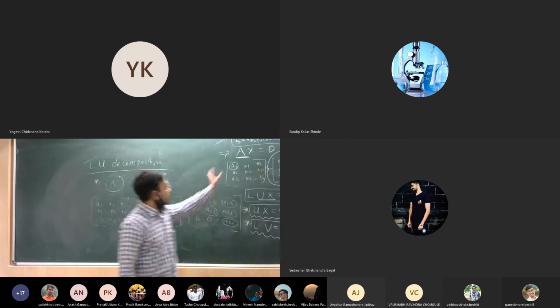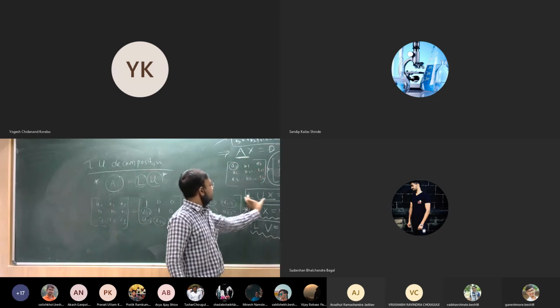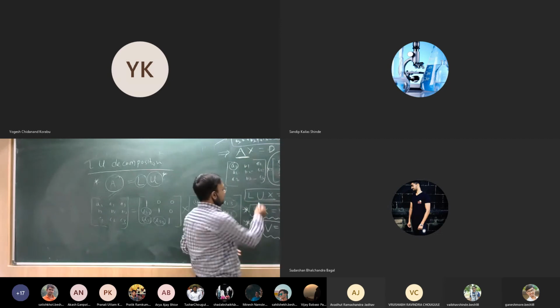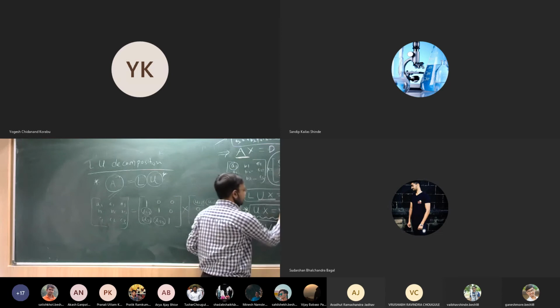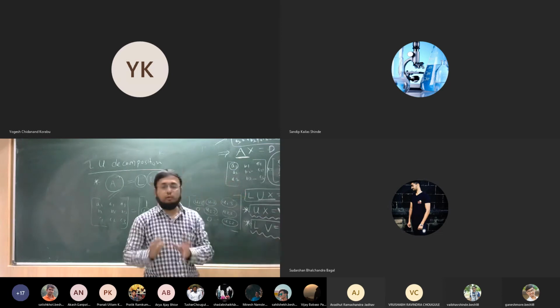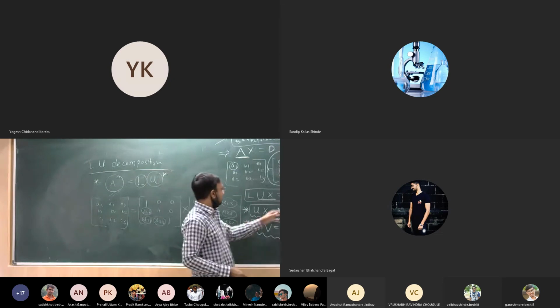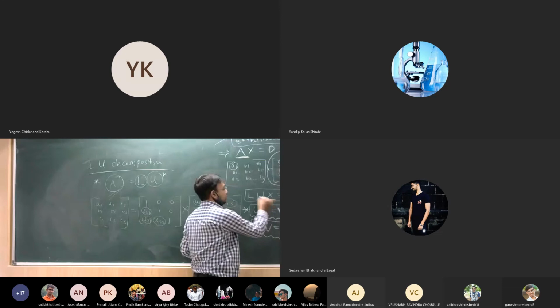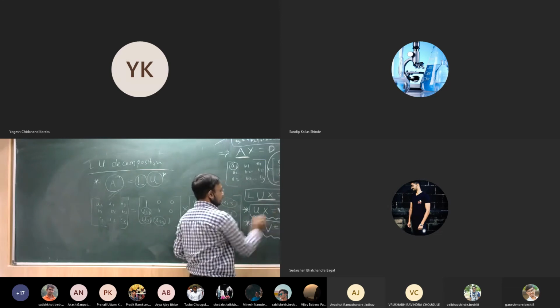What we have done, we have bifurcated the A matrix into L into U, X as it is, D as it is. Then we have assumed U into X is equal to V, some other matrix. Now we have to put this value V in our equation, L into V is equal to D. We have assumed U into X is equal to V.